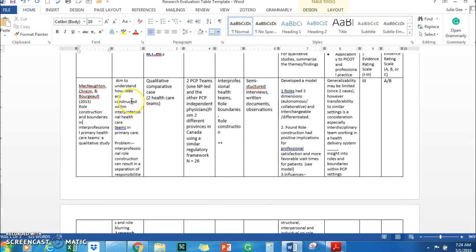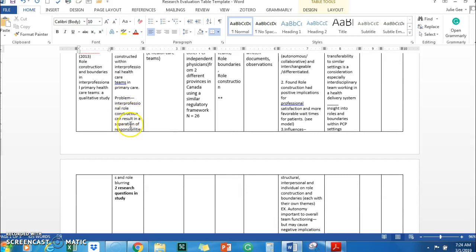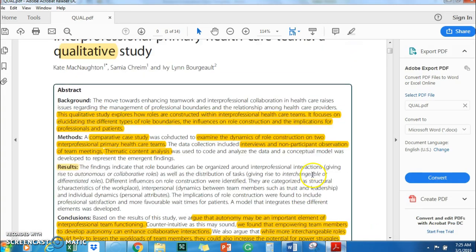Alright, so the purpose was to aim to understand how roles are constructed within interprofessional healthcare teams in primary care. The problem was that interprofessional role construction can result in a separation of responsibilities, but also role blurring. And there were specifically two research questions addressing this, and I didn't write that in there, but let me show you. So here's the purpose. It just talks about how role construction is done, and then it talks a little bit more about elucidating or clarifying the different types of role boundaries, influences, and implications, which, by the way, I do address in the findings or the results.